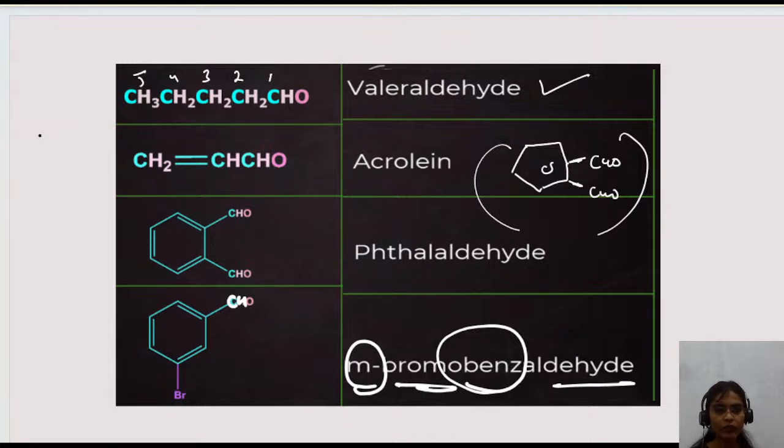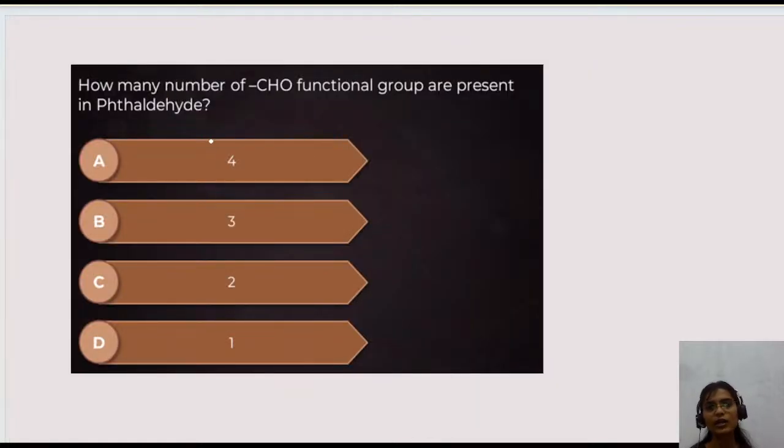Now let's solve that question which we just discussed. Okay, answer this. How many CHO functional groups are present in terephthalaldehyde? Okay, I hope now you are able to answer this question. Please answer this. Yes, of course, Niharika. Two. Come on. You mean to say two is the CHO group, right?